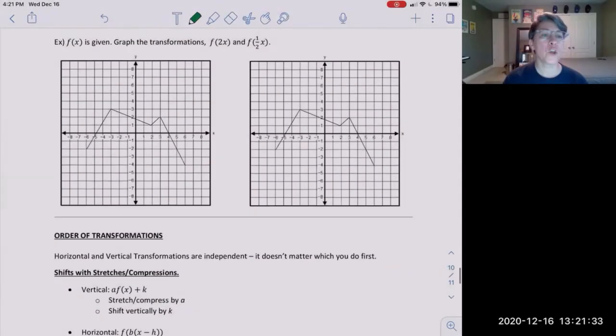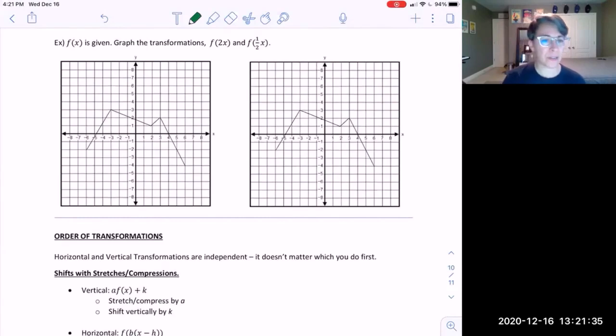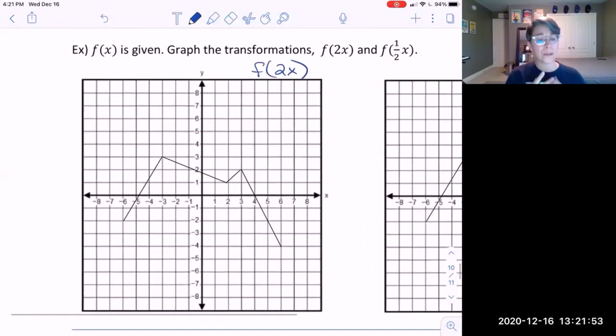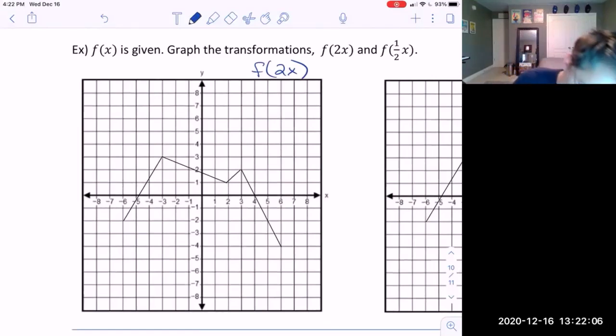So once again, f of x is given, but this time the transformations are affecting the input value. So if we do the first one, where we're multiplying the input value by 2, the y's are going to stay, but the x's, they're going to compress because we've got a number larger than 1. So this guy will compress by a factor of 1/2.